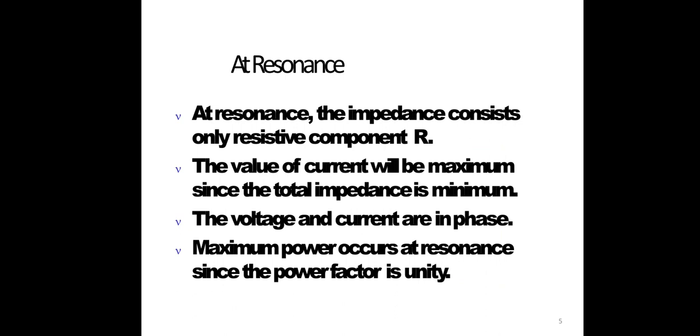The value of the current will be maximum, because of the relation between impedance and current: when the impedance is minimum, the current is maximum, and vice versa. So the current will be maximum, since the total impedance is minimum here. The voltage and the current are in phase. The maximum power occurs at resonance, since the power factor must be unity. If the power factor comes to unity, then the maximum resonance will occur.